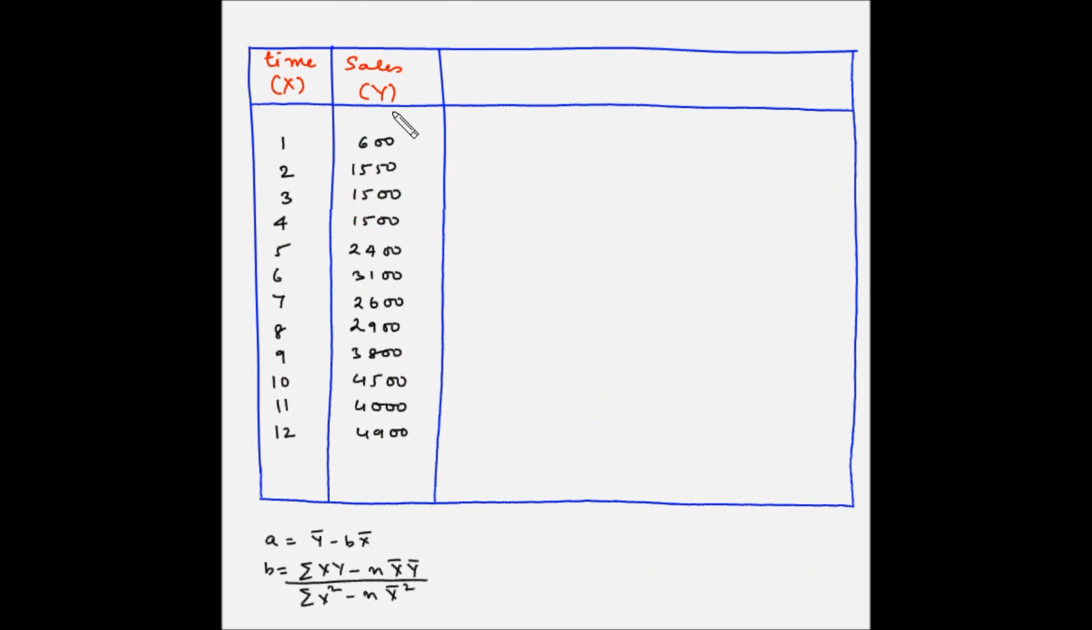So here I have noted down the values of x and y, which in our case x is time and y is the sales. Now first we'll try to find out the value of b. So in order to find the value of b, we have to find out the values of x multiplied by y for each of these quarters, and then we have to add them up. So let's first find out x multiplied by y.